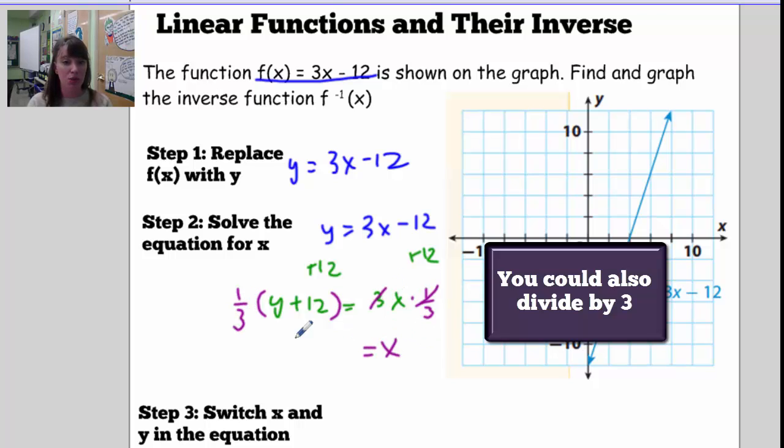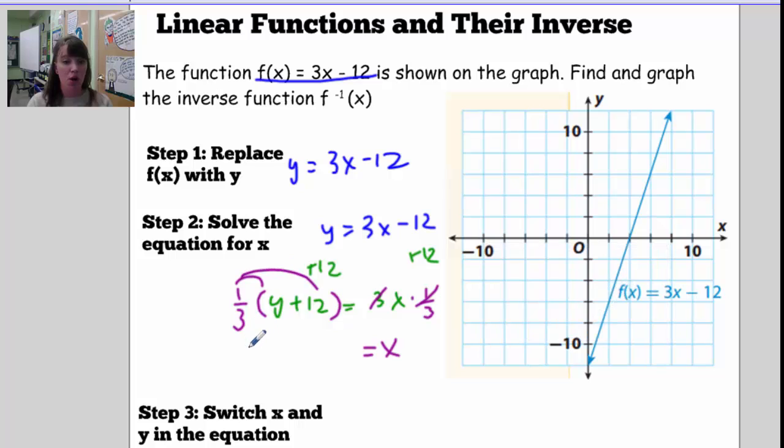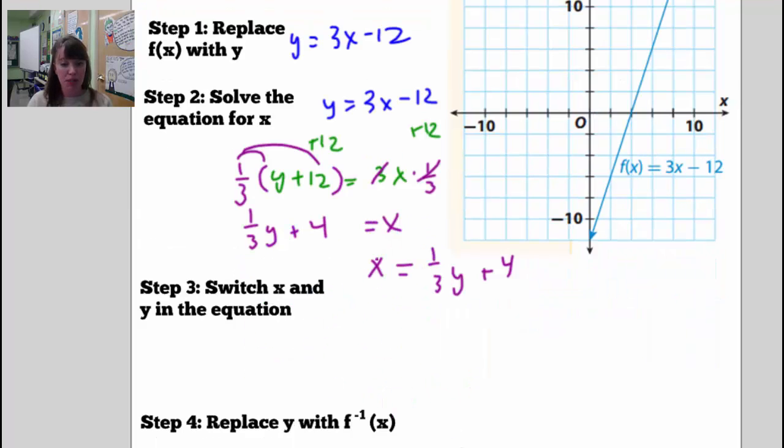I'm going to have x is equal to, I'm going to distribute this, 1/3 y plus 1/3 times 12 is going to be 4. All right, and let me switch this around the equal sign. x is equal to 1/3 y plus 4. Now step number 3 is I'm going to switch my x and my y. So this becomes y is equal to 1/3 x plus 4. Okay, and finally I'm going to replace y with the inverse of the function notation.